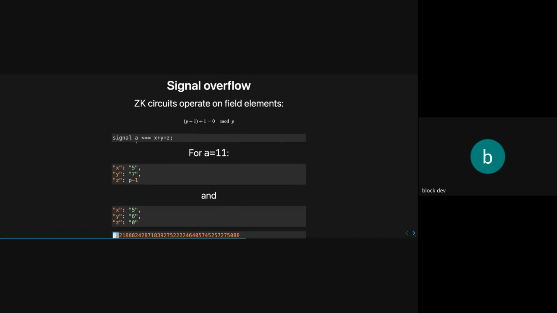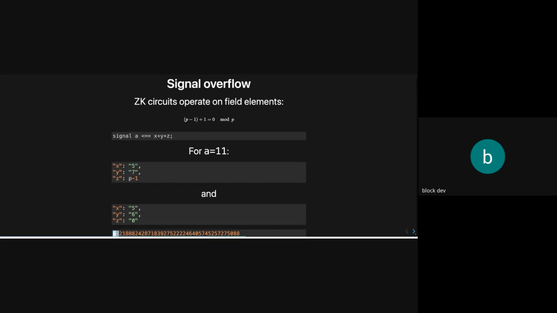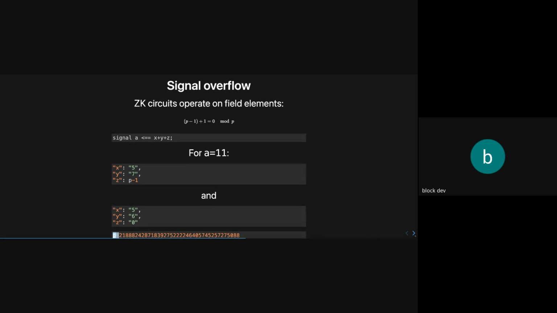So if you, let's say, add 3 signals, X, Y, and Z, and constrain the sum to A, you can have multiple combinations of values for these 3 signals, because X plus Y can overflow over P as well. For example, here I've presented 2 examples where 5, 7, P minus 1 will total to 11, and 5, 6, 0 will also total to 11. Depending on your application, it might or might not be desirable. So just look out for these kinds of bugs.